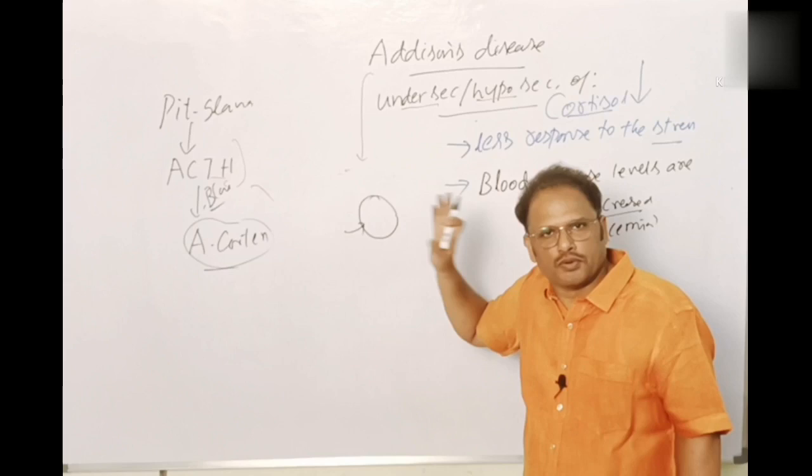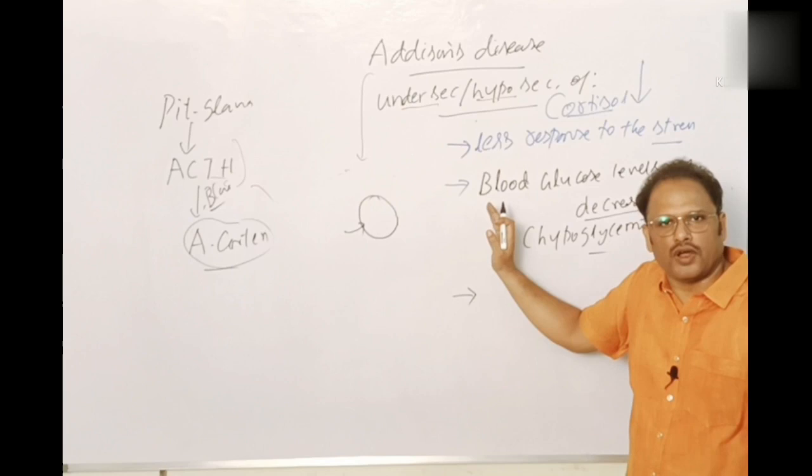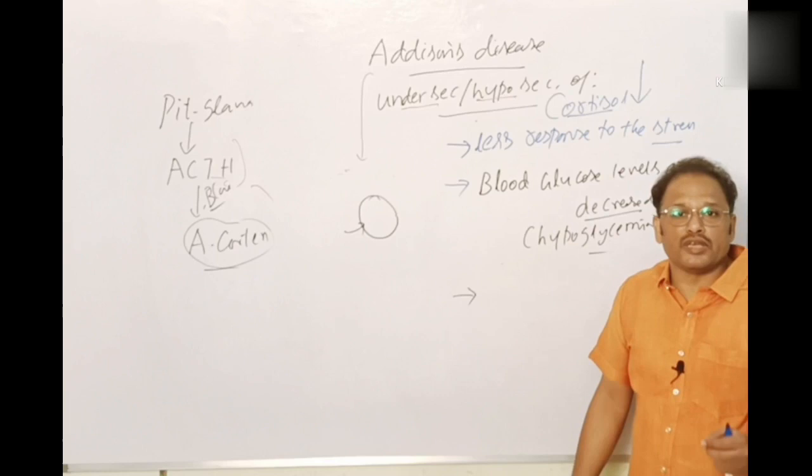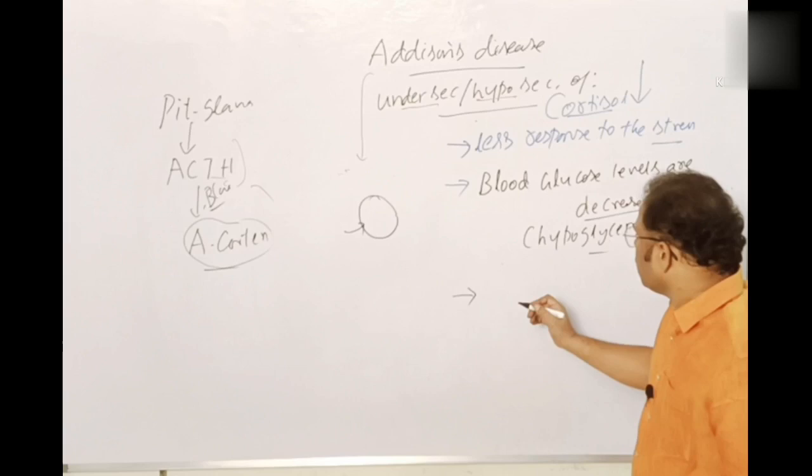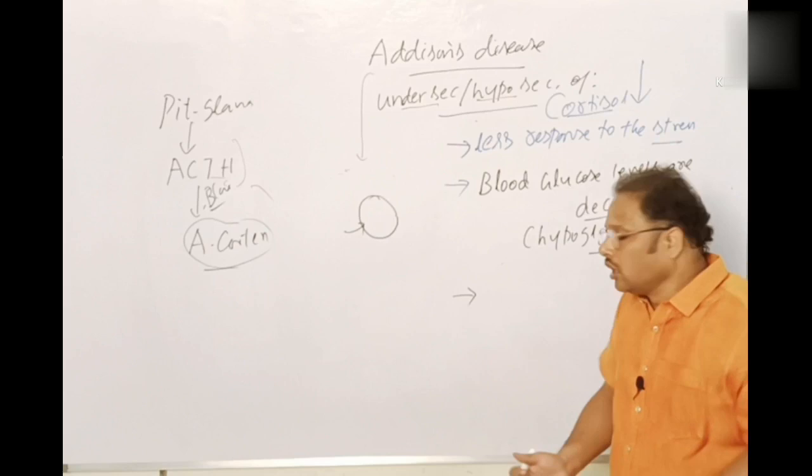Okay, students. Next one is, that's why here there is no redistribution of body fat. There is no breakdown of muscle proteins observed here. That is why those symptoms are not present here. They are present only in Cushing syndrome. Okay, student. Now here, in the case of Cushing syndrome, rapid gain of weight, but here, rapid loss of weight. Rapid loss of body weight here.